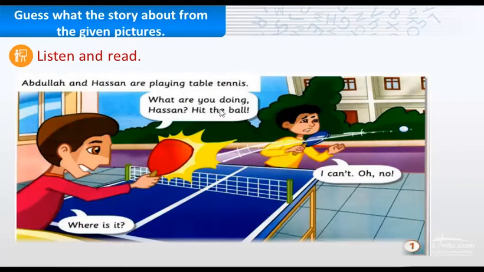What are you doing, Hassan? Hit the ball. What is it? I can't. Oh no.